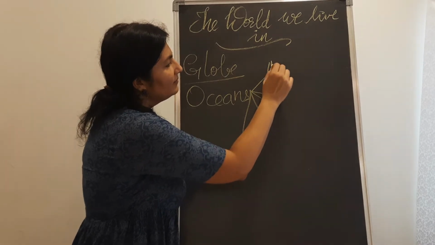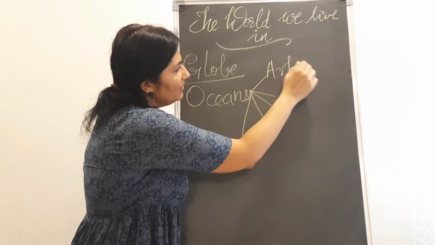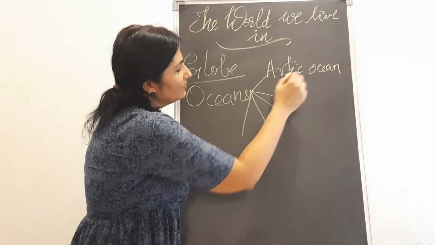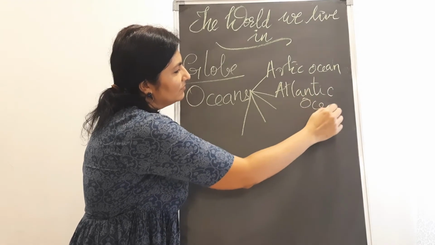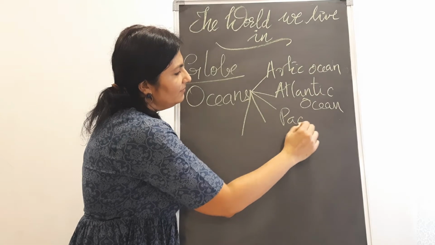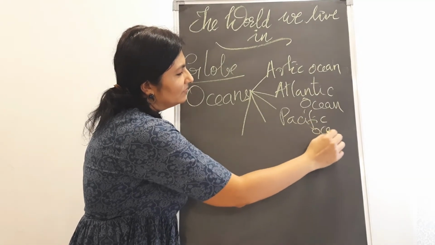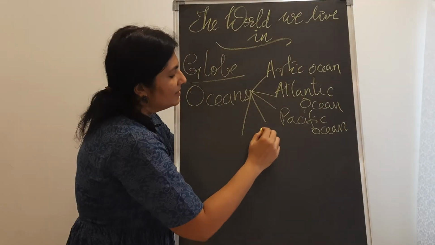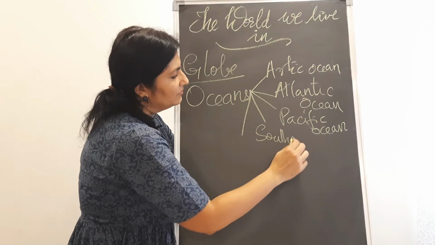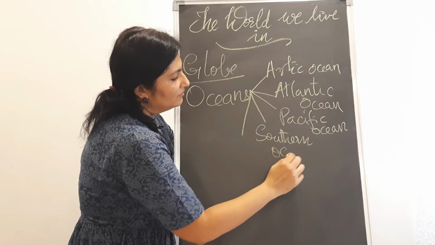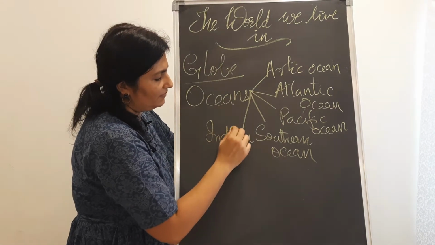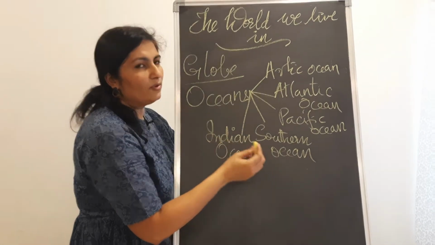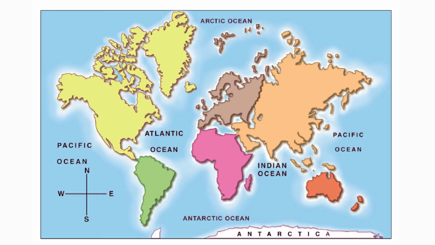The first one is Arctic Ocean, Atlantic Ocean, Pacific Ocean, Southern Ocean, and Indian Ocean. These are the 5 oceans: Arctic, Atlantic, Pacific, Southern and Indian Ocean.